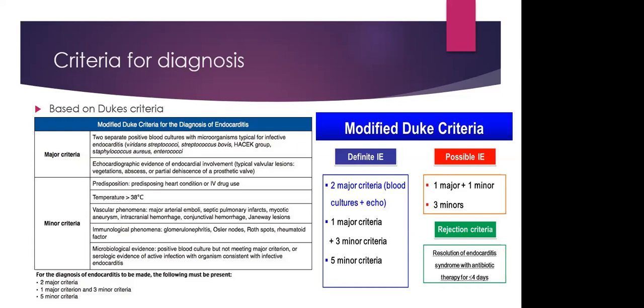And then based on the modified Duke criteria, definite IE can be said whenever there are 2 major criteria, or 1 major and 3 minor, or 5 minor criteria. And for possible IE, either 1 major and 1 minor, or 3 minor. Next.